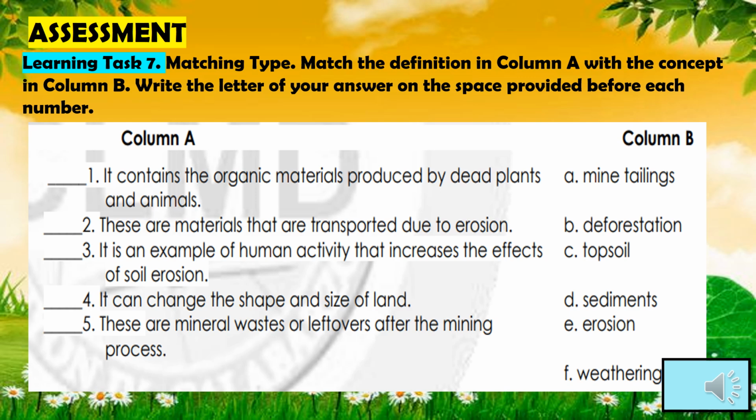And for column B, we have letter A, mine tailings. Letter B, deforestation. Letter C, topsoil. Letter D, sediments. Letter E, erosion. And letter F, weathering.